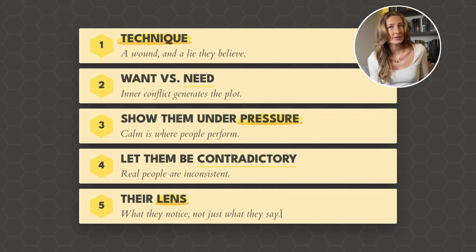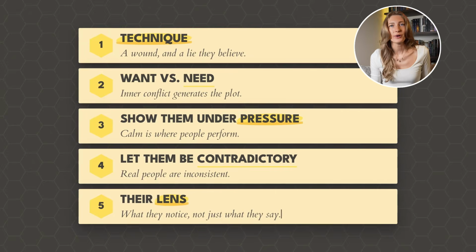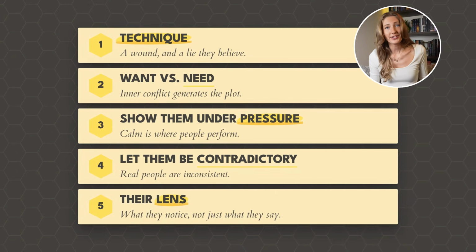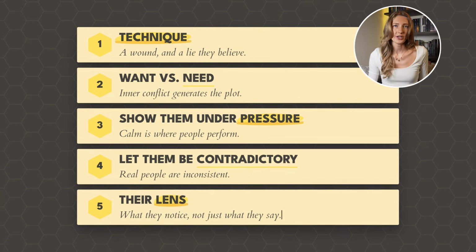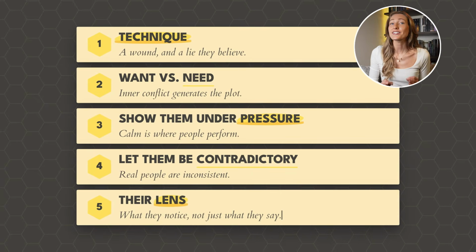So here is what it all comes down to. Stop describing your characters. Start revealing them. That's it. That's the entire point. Labels go flat. Behavior comes alive. 5 ways to do it. The lie they believe, the need that fights their want, the pressure that strips their performance, the contradiction that makes them a person instead of a profile, and the lens that shows the reader what they notice. And notice what is not on this list. More backstory. Not one of these asks you to invent more. They all ask you to get what you already have in your brain onto the page.